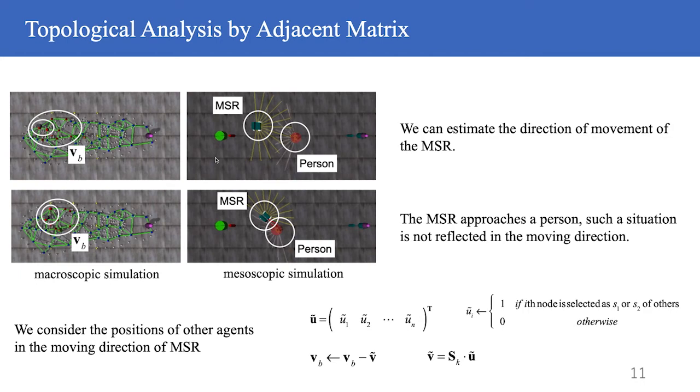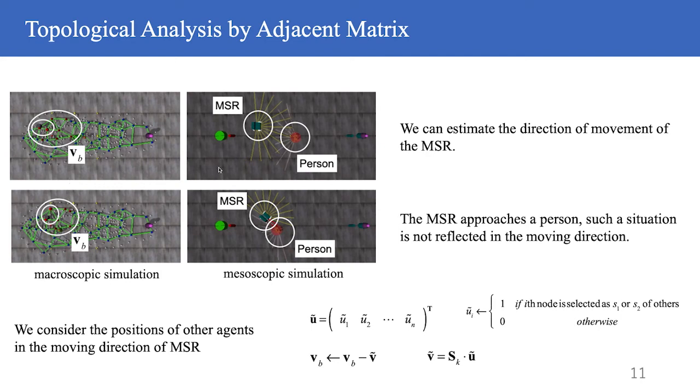In the mesoscopic simulation, the person and the MSR are getting closer, but they are still some distance apart. If you check the macroscopic simulation at this time, we will see that the nodes in the direction the MSR is moving are shown in red, which indicates that the possible moving direction is being predicted from the previous path.